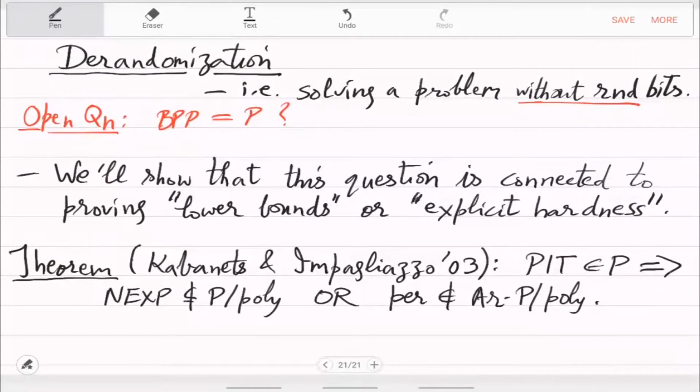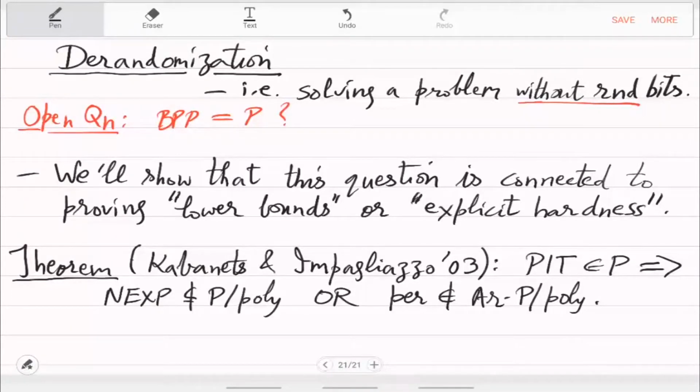Okay, so one of these things will be true. We don't know which one, but we believe both of them to be true. But the interesting thing about this theorem is that it is connecting the existence of an algorithm with the non-existence of circuits, either Boolean or arithmetic.